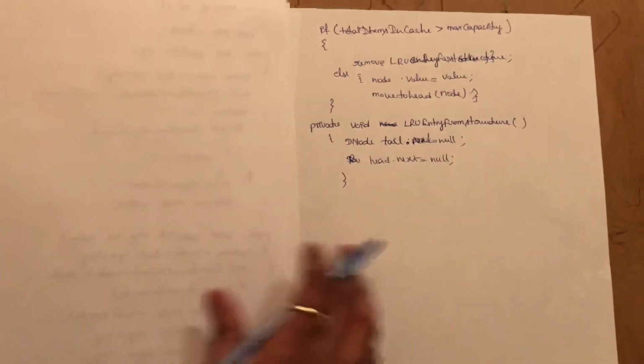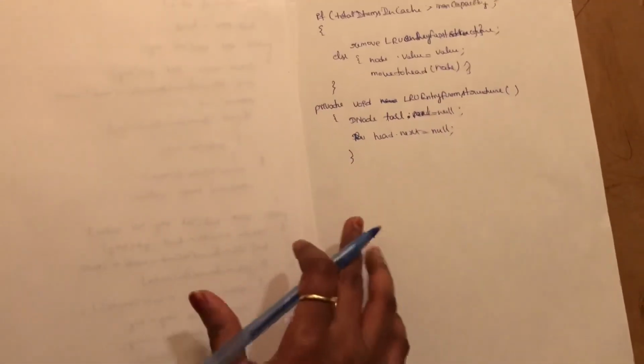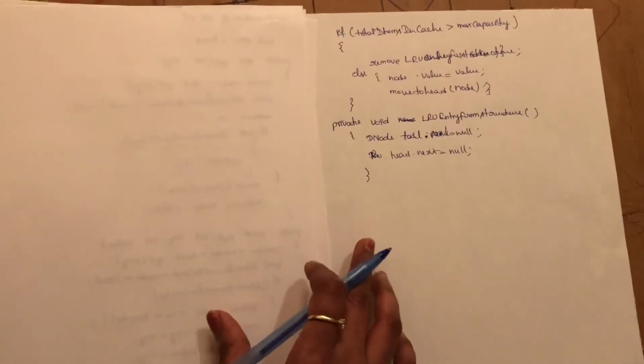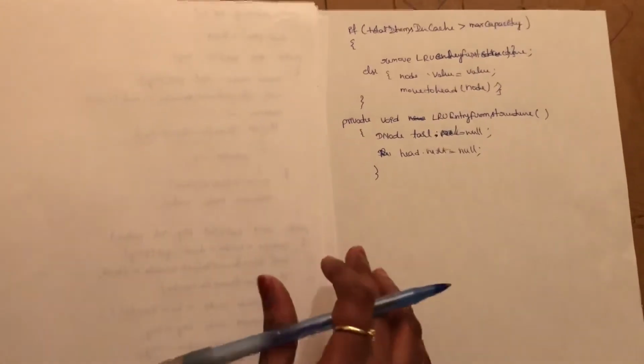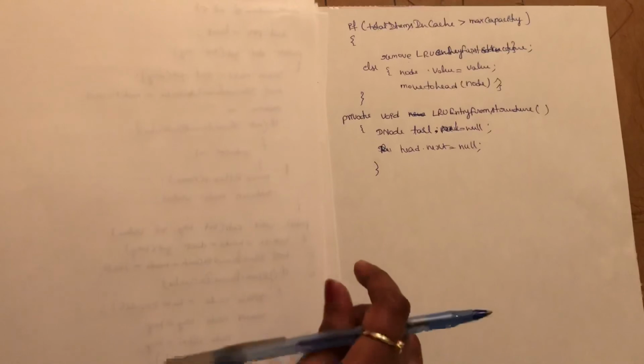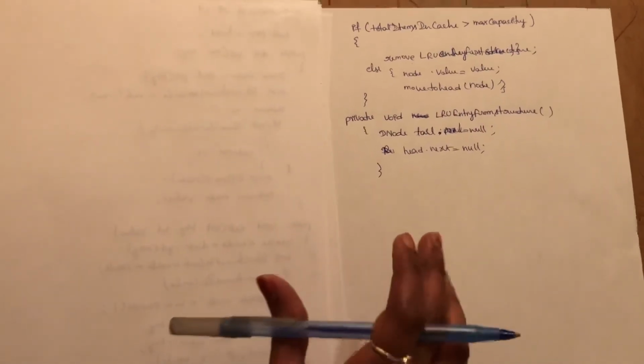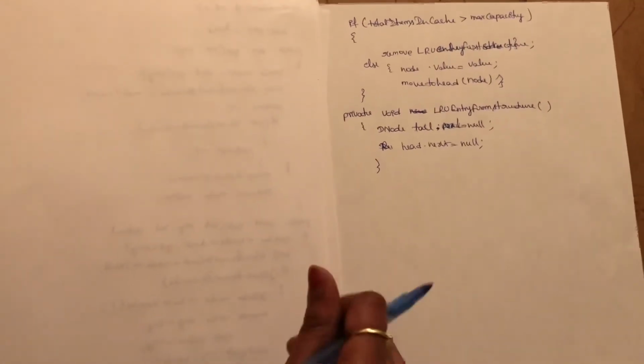So this is my approach to implement the LRU cache. And here the time complexity is only order of 1, but for the space we are taking 2 dictionaries, so it would be order of n.